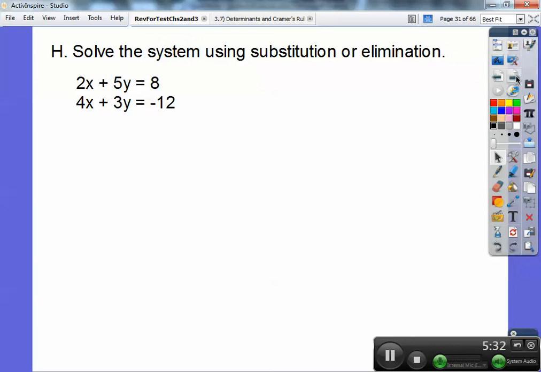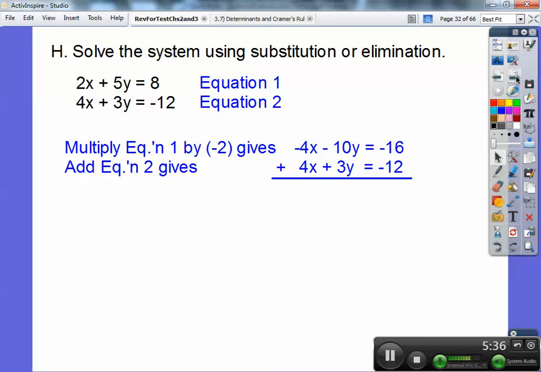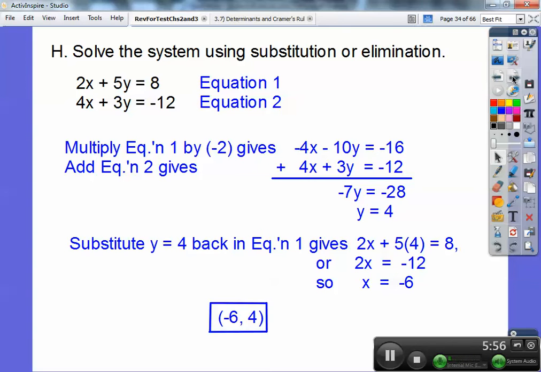Alrighty? Alright, so solve the system using substitution or elimination. Okay, so what I'm going to do is multiply equation 1 by -2. The reason I'm going to multiply it by -2 is that will get me a -4x right there with that positive 4x. Then you can go ahead and add them together. When you add them together, I get y equals 4, and then substitute y equals 4 back into either one of those equations. I chose equation 1 right there, and you get x equals -6.